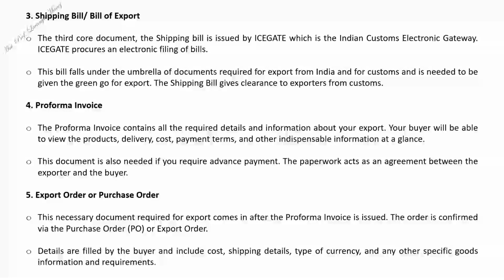Okay. Then we have export order or purchase order. This necessary document required for export comes in after the pro forma invoice is issued. Instead of export order or a purchase order, you can directly go with commercial invoice itself. The order is confirmed via the purchase order or the export order. Details are all filled by the buyer. If it is an export order, it has to be filled in by the buyer. And that includes cost, shipping details, type of currency, and any other specific goods information and requirements.